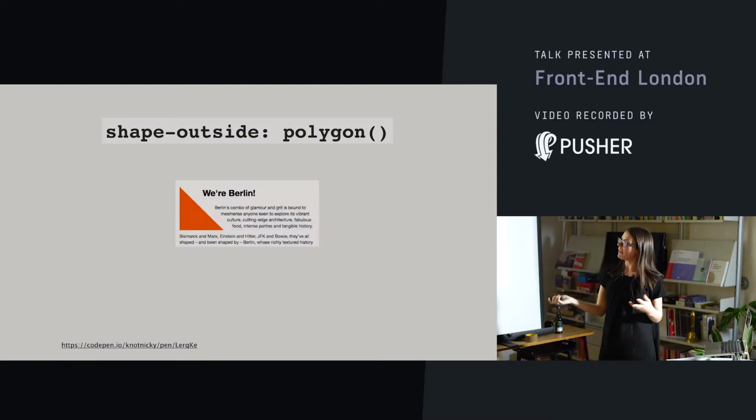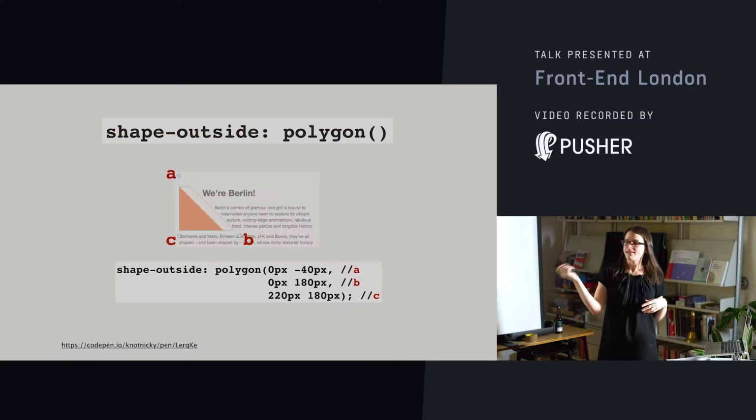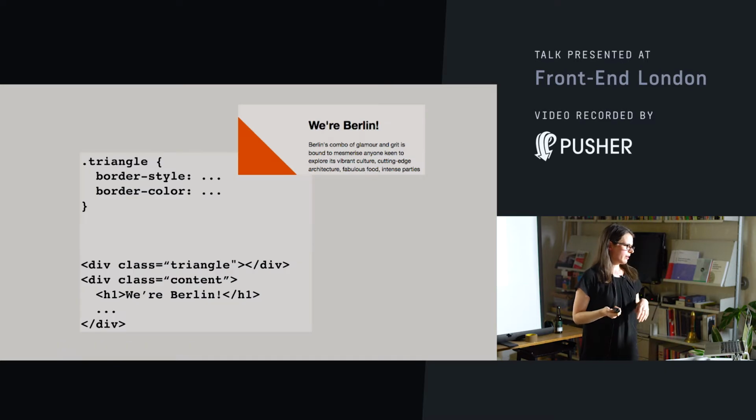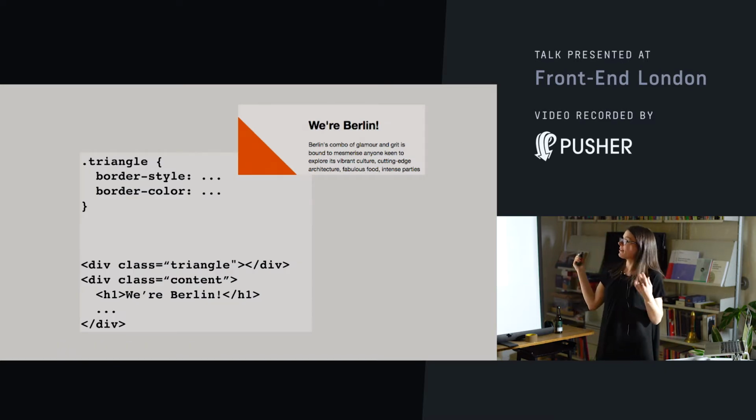This is what it might look like. And this is how you would make that triangle shape for the text to flow around. So it's slightly more complicated. You have to actually know the shape that you want to draw and figure out the numbers. And again, this is a super simple example. You can set up your triangle however you want. I've done it like this.